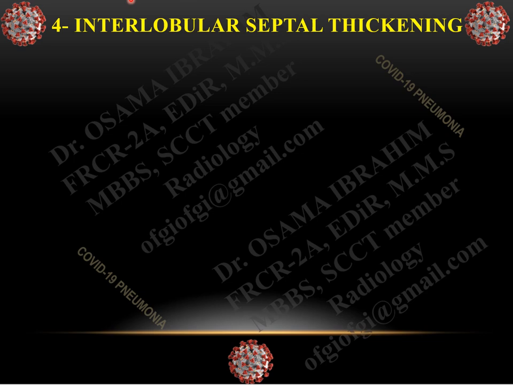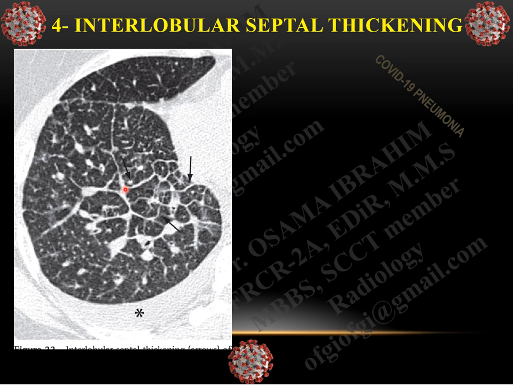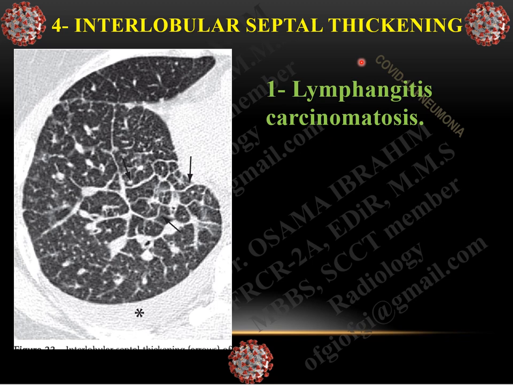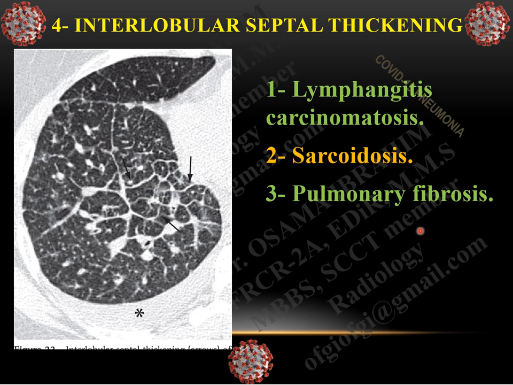The fourth sign is interlobular septal thickening. Interlobular septal thickening means thickening of the septa of the secondary pulmonary lobule, and these septa include veins and lymphatic system. If thickened, it means a pathology in the veins or lymphatics. The most common differential diagnoses for interlobular septal thickening are lymphangitis carcinomatosa, sarcoidosis, pulmonary fibrosis, alveolar proteinosis, and pulmonary edema.